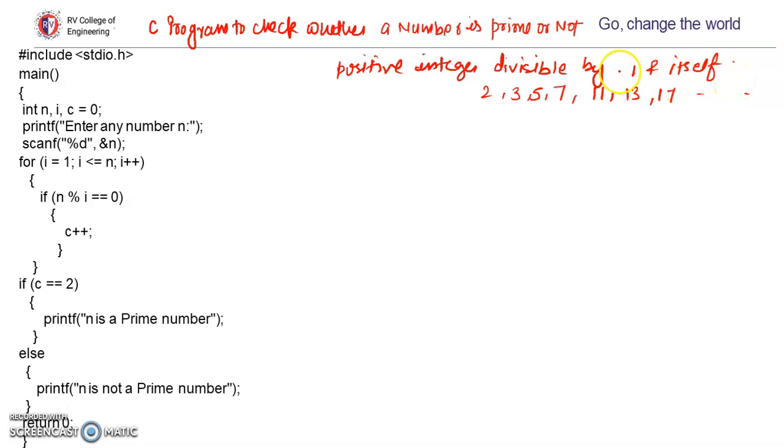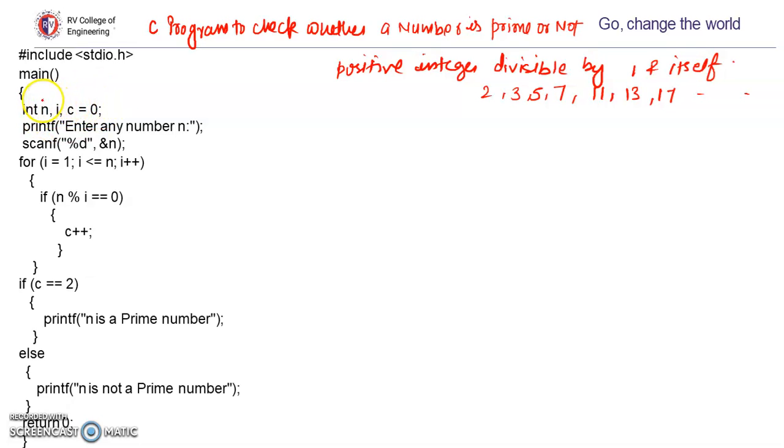So for example, 2, 3, 5, 7, 11, 13, 17, these numbers are divisible only by 1 and themselves. So these are all prime numbers. So how will we write a program? First we write a header file and then the main function, and here we have declared the variables.